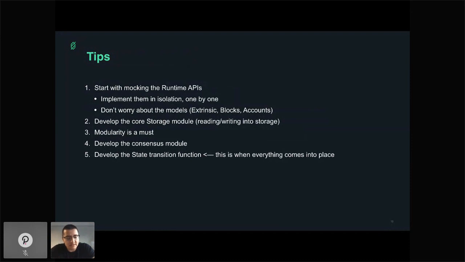So first, start with mocking the runtime APIs and making sure that you have node to runtime communication. Basically, calling into runtime APIs and parsing the data was our first step. And do them one by one. Do not worry about implementing the models at this point. I mean, do not worry about implementing extrinsics, blocks, accounts, etc., because they will change anyway.